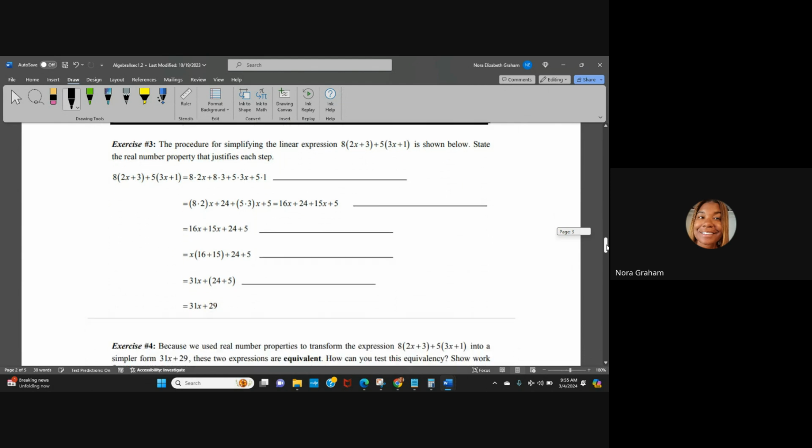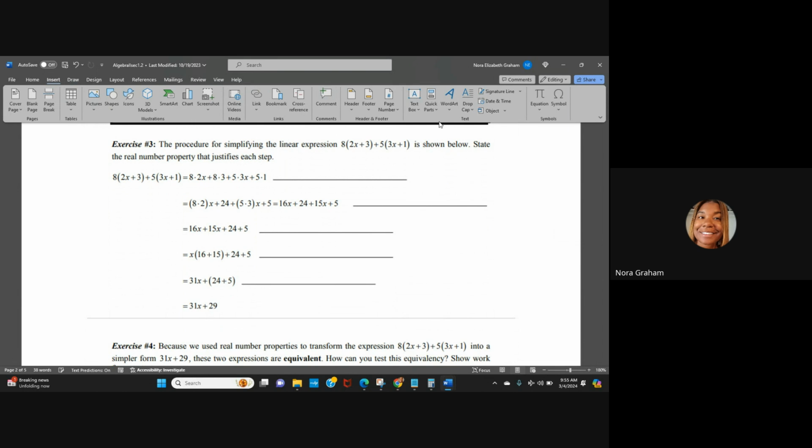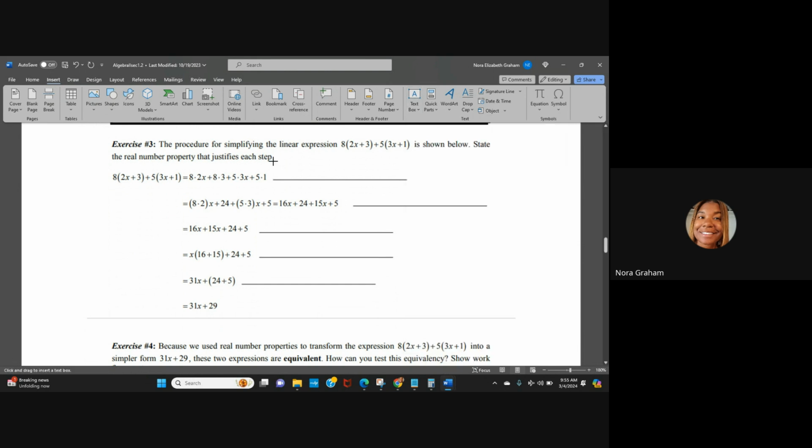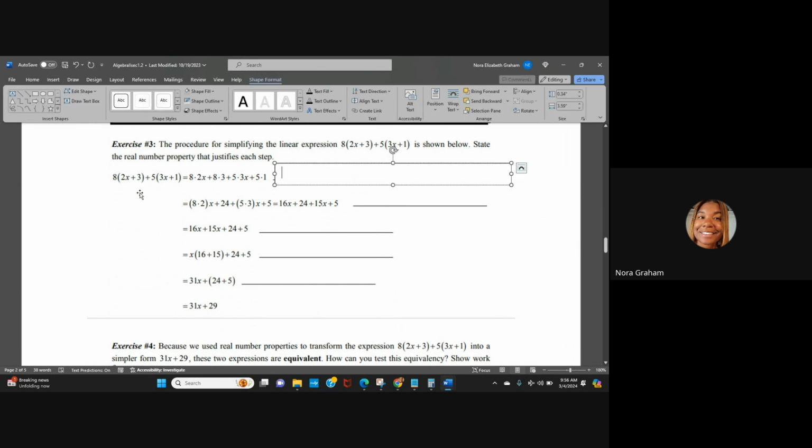I'll pull out a text box so we can do this one. All right, so in exercise 3, the procedure for simplifying the linear expression 8 in parentheses 2x plus 3 in parentheses plus 5, start parentheses 3x plus 1 in parentheses is shown below. State the real number property that justifies each step. Okay, let's go ahead and see. I'm going to go ahead and draw text boxes here. All right. So for this first one, we notice here.